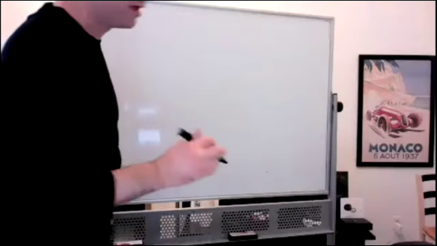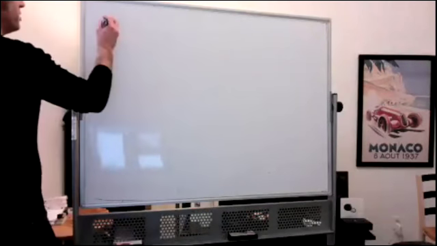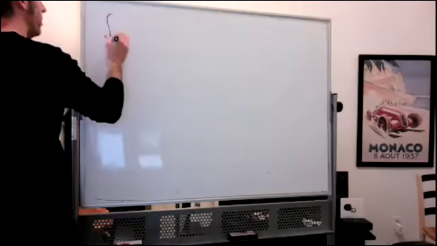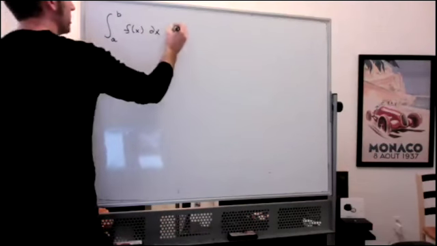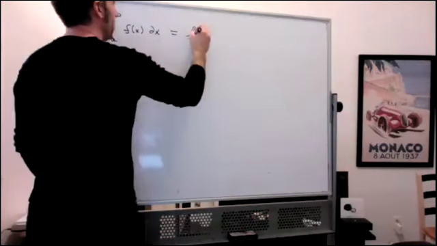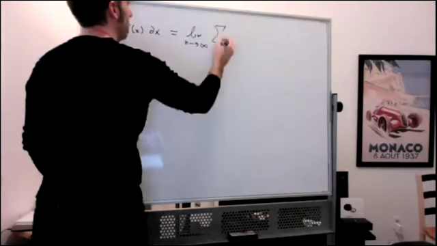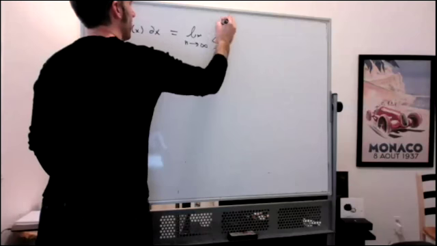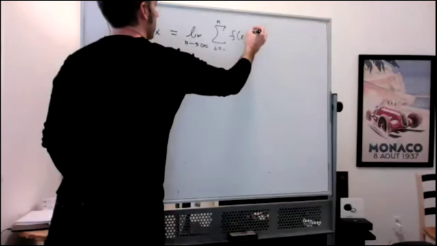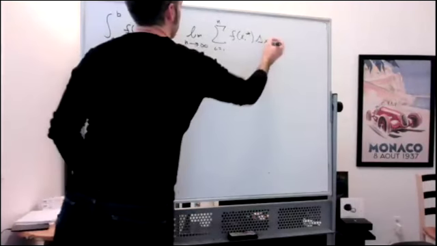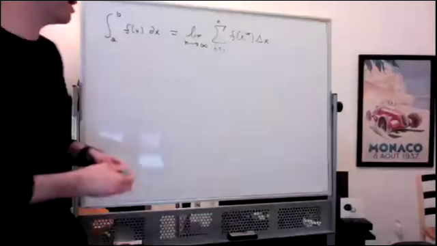So here's what she kind of started off with today, which I think is good. We have the definition of the integral. We have the integral from a to b of f of x dx, and it's equal to the limit as n goes to infinity of the sum from i equals 1 to n of f of x_i star times delta x. And I just want to remind you guys what this really is.